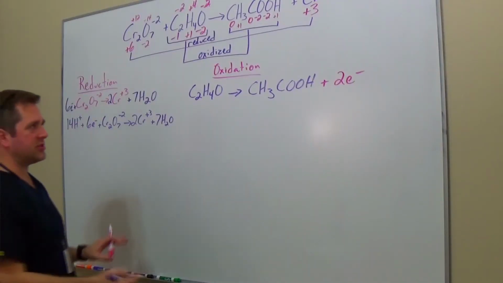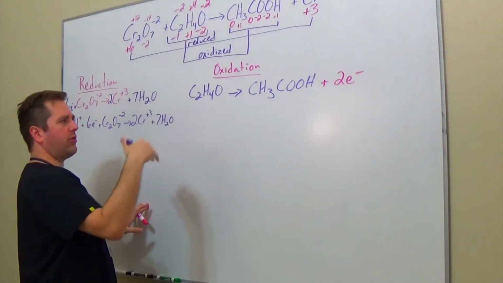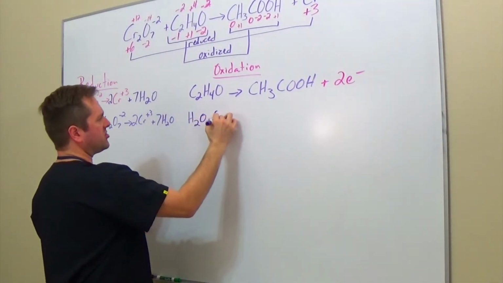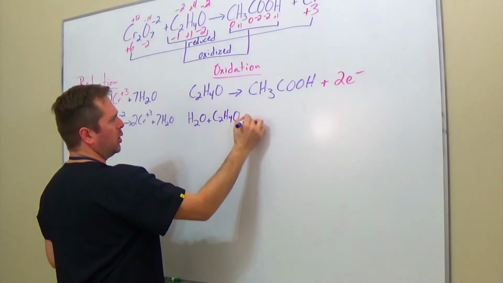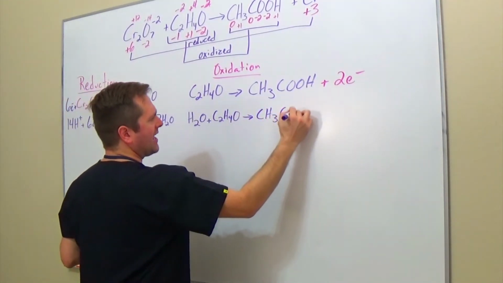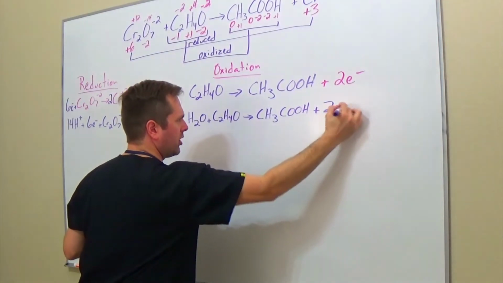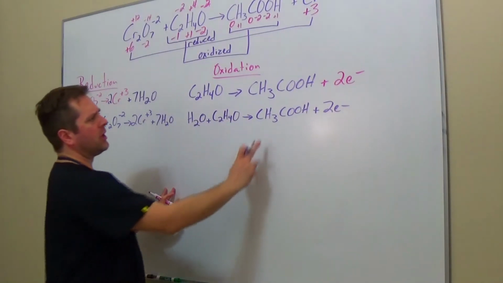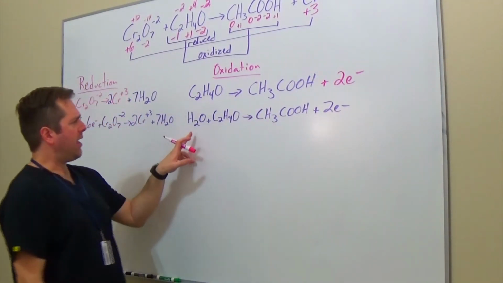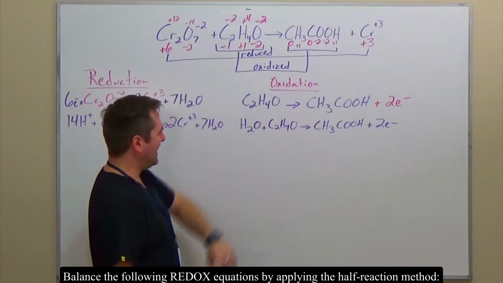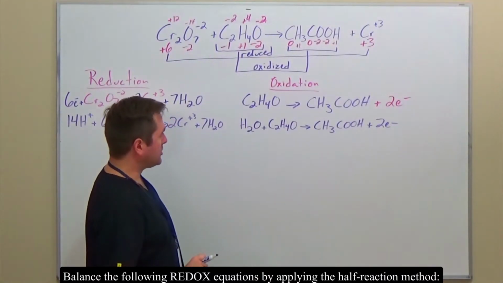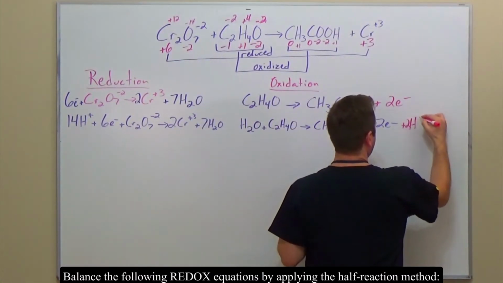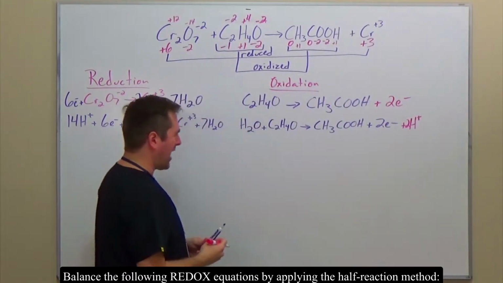Now let's focus on the oxygens. We had 2 over here and just 1 on the left side of the arrow. So we need 1 more water. We'll say H2O plus C2H4O yields the acetic acid plus the 2 electrons, okay? Now the oxygens are balanced. What about the hydrogens? Over here, we have 3 plus 1 is 4, and then over here we have 2 plus 4 is actually going to be 6. That's a problem. So what do we need to do? We need to add 2 hydrogen ions, 2 of them, to the right side of this half reaction.